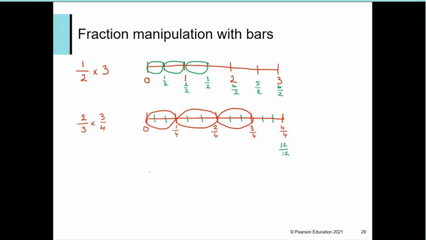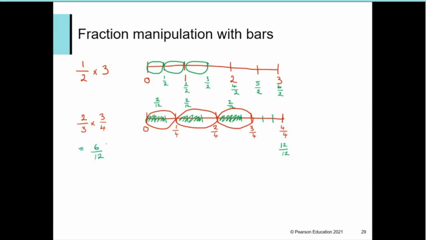So I'm just going to put on there that that's 12 out of 12 equal parts now in those green lines. And then I'm going to say, okay, so I want 2/3 of each of those. So what have I got? I've got two 12ths there, another two 12ths there, and another two 12ths there. So in total, I can see I've got 6 twelfths.